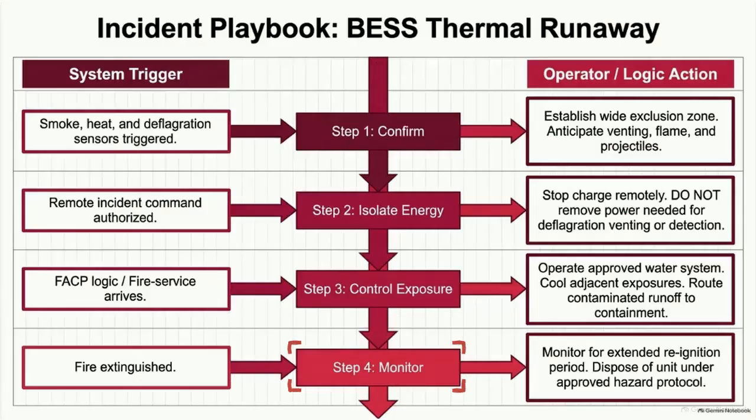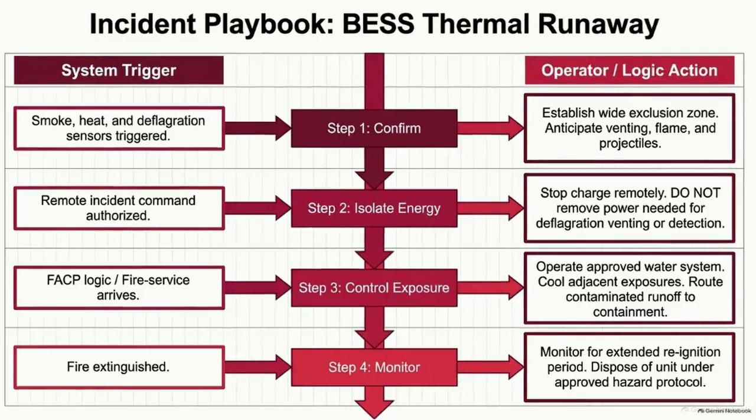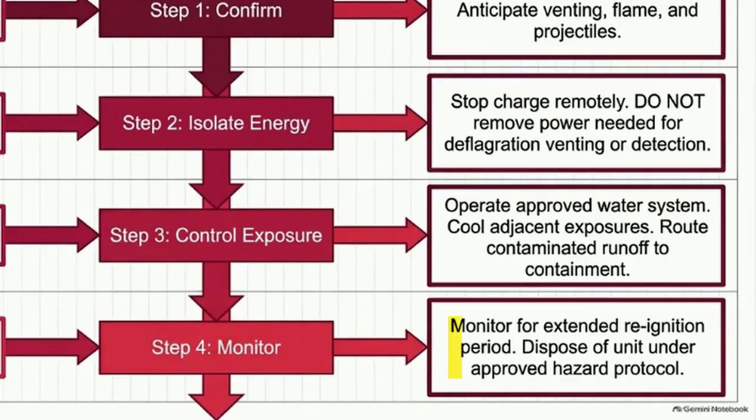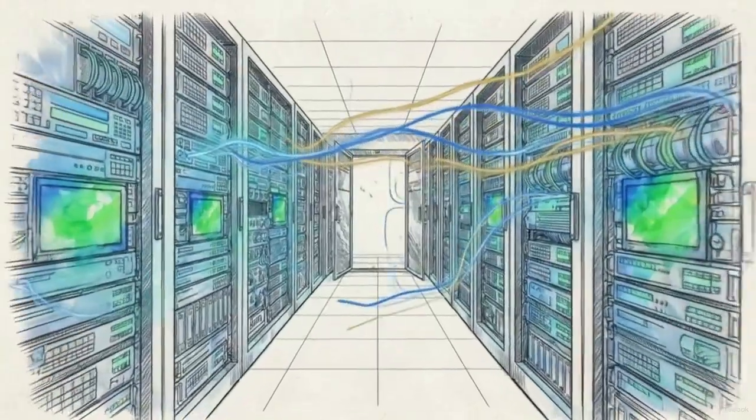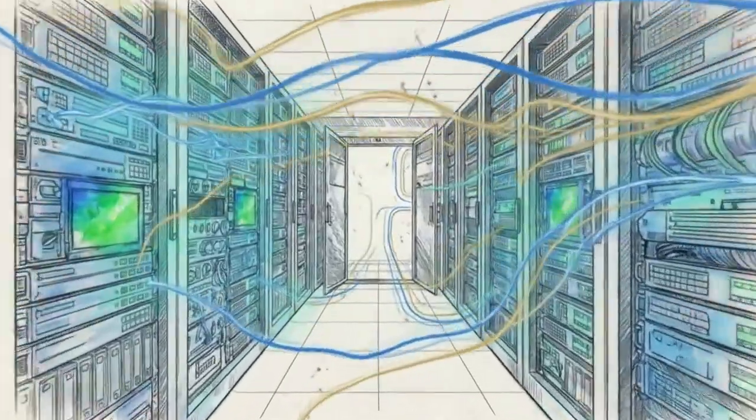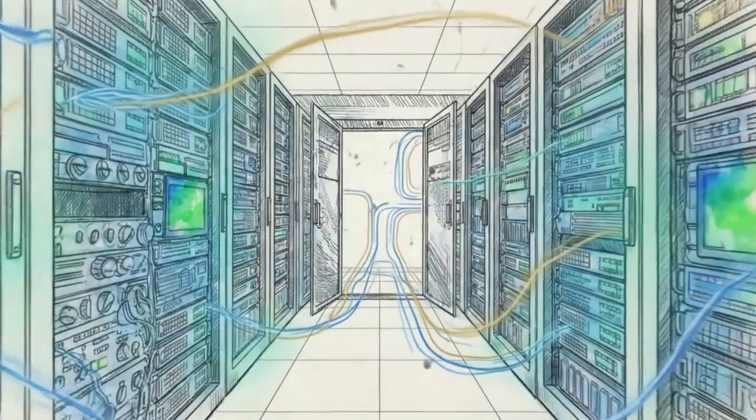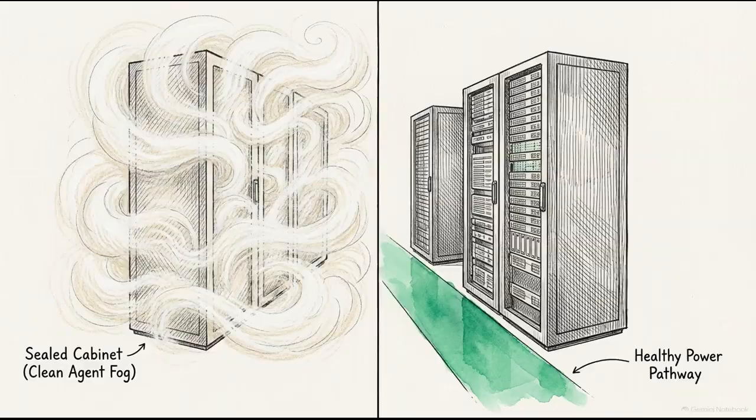Finally, Step 4 governs recovery. Re-energization is never an automatic process. It requires OEM inspection, monitoring for extended reignition, and formal sign-off on the residual risk. Data center fire safety succeeds only when every warning, control, and suppression measure is assigned one explicit, isolated objective. By matching the response to the physics of the fault, engineers can neutralize the hazard while keeping the critical load alive.